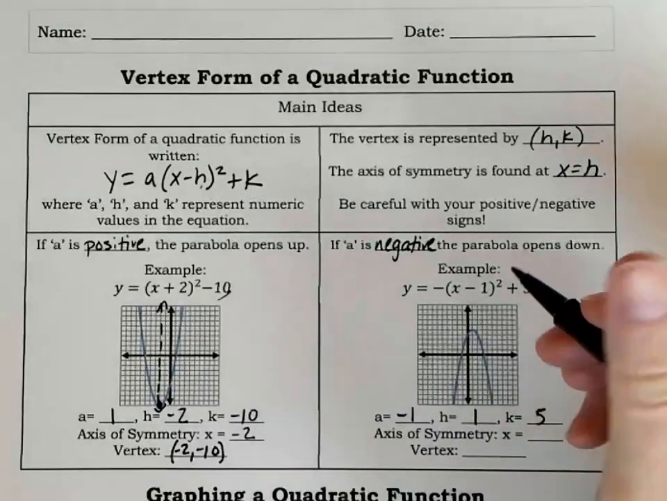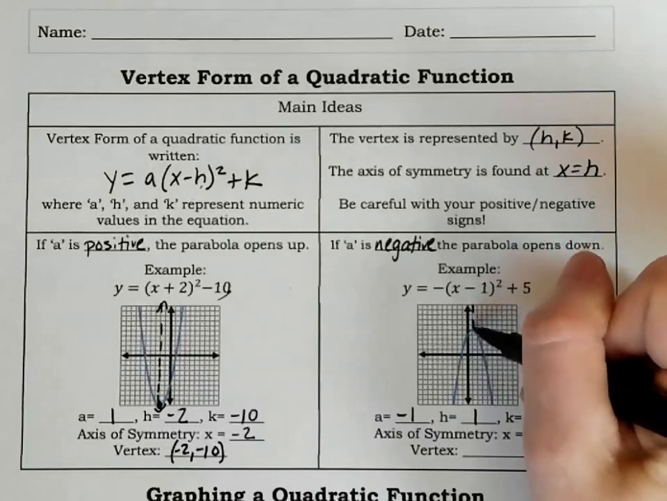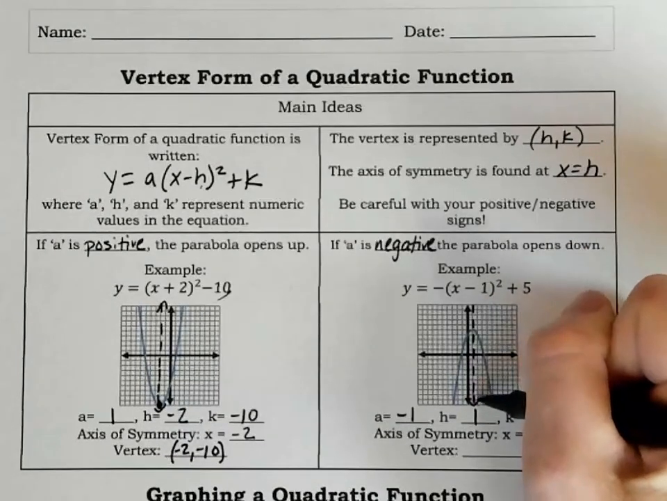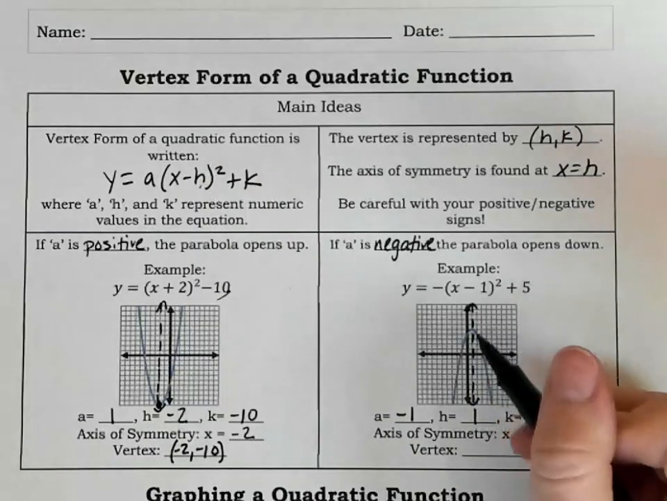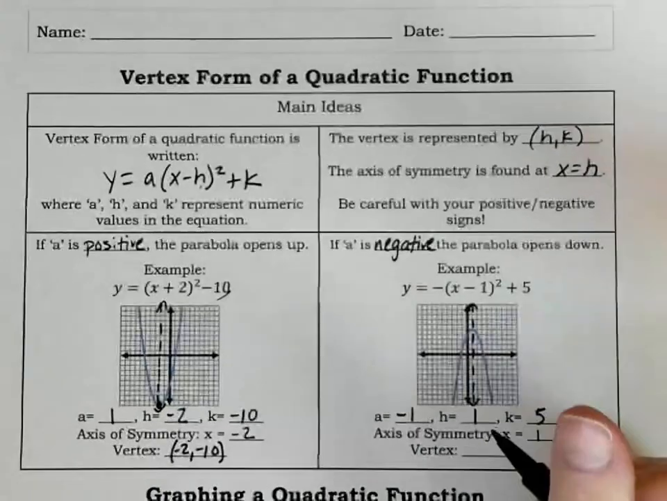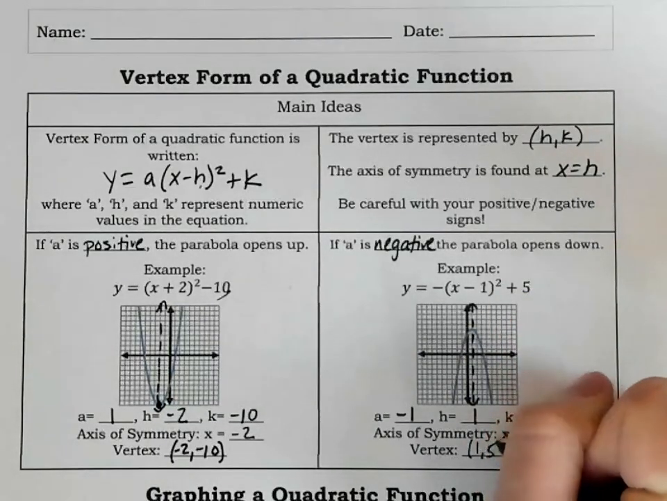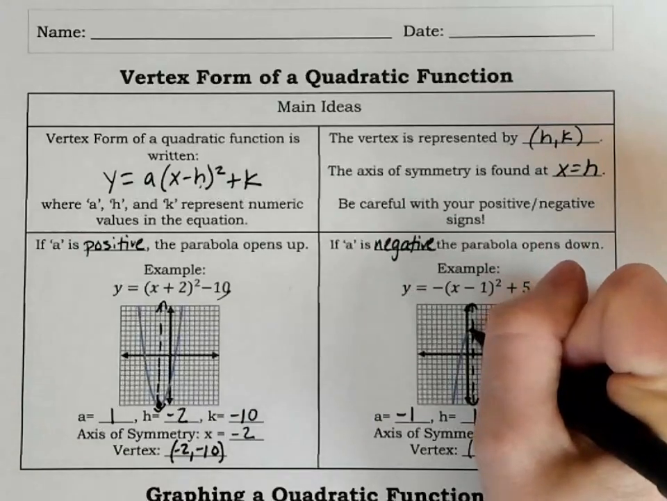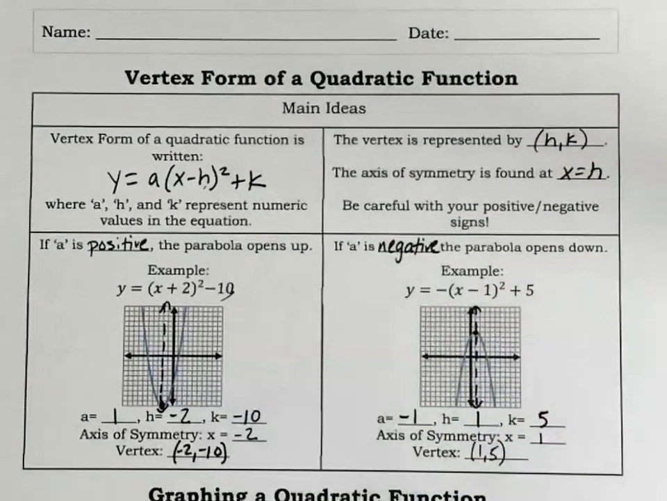So the axis of symmetry here is going to be h is 1, so if we go to 1 and we draw our vertical line, we have a line at x equals 1. That's our symmetry. You notice that it's symmetric on both sides of that line. Then we have the vertex point, which is going to be 1, 5, and we would plot that point, and you see that, yes, of course, it is our turning point, our maximum point for this parabola.